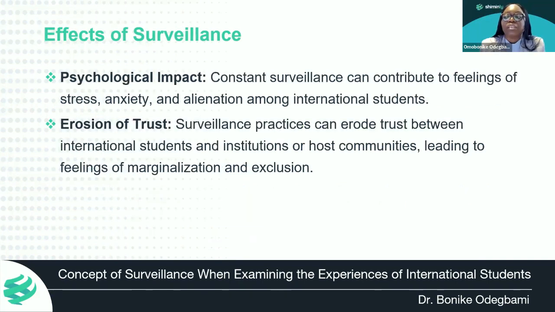So what are the effects of surveillance? Surveillance has a psychological effect. The constant surveillance can contribute to feelings of stress, anxiety, or alienation among international students. It also causes an erosion of trust. Surveillance practices can erode trust between international students and institutions or host communities, okay?